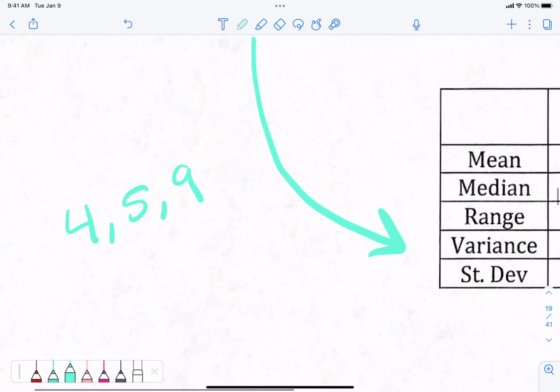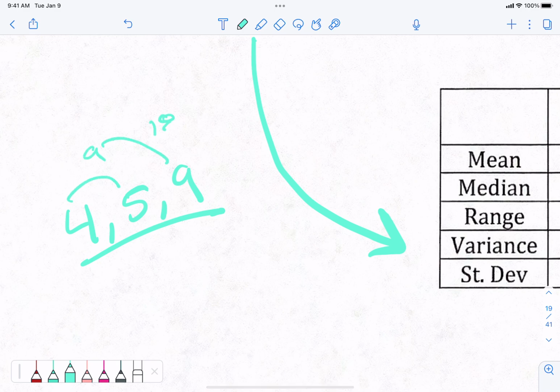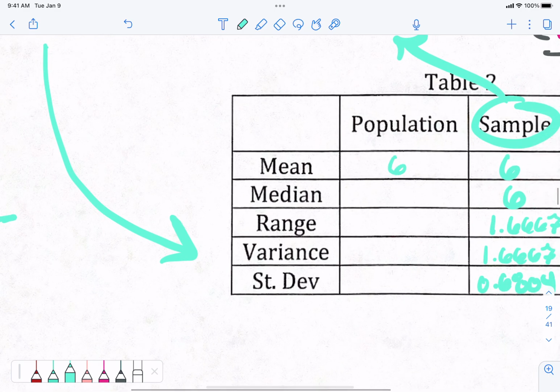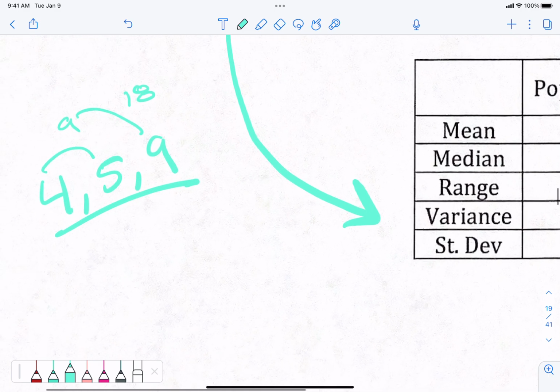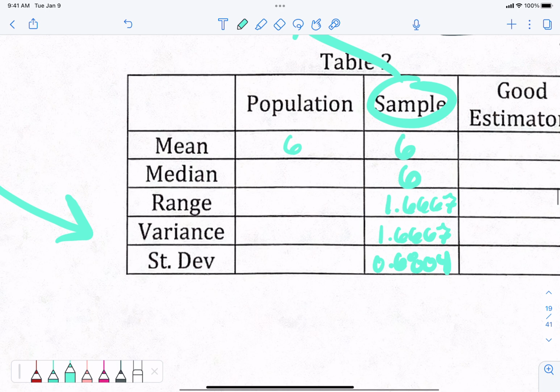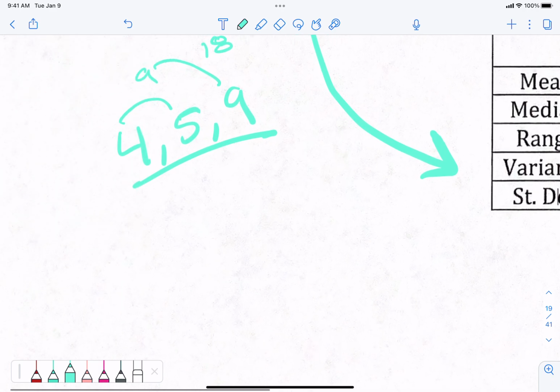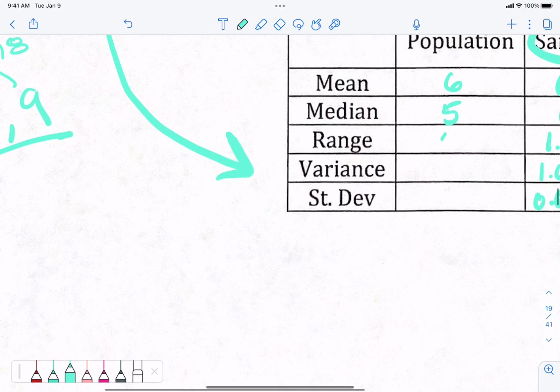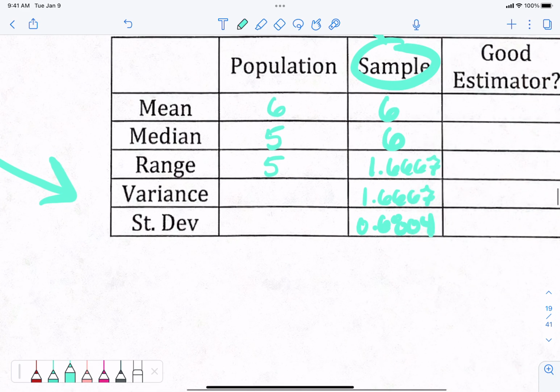The mean, if we're finding the average of these 3 numbers, 4, 5, 9. 4 plus 5 is 9, plus 9 is 18, divided by 3. 6. Okay, the median is not going to be the same as the mean, probably. What's the middle number here? Median means middle number. 5, okay? So in this case, they are not the same, like they were for the sample. Range from 4 to 9 is 5. Range is way different from the sample.